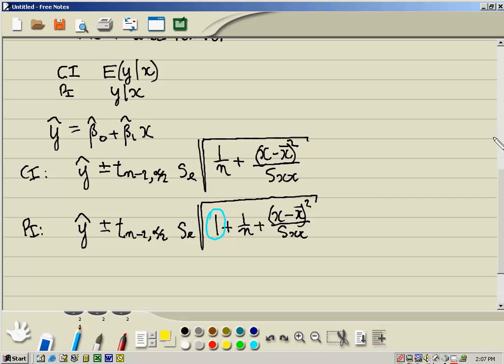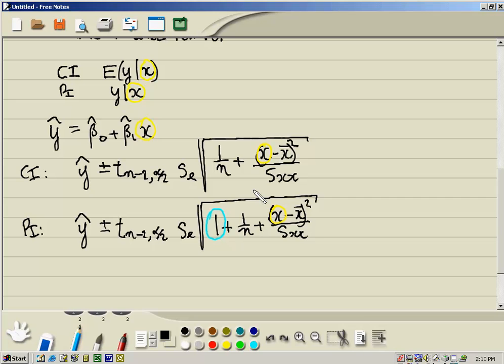Alright, also note that the x that is given in the problem, either for a confidence interval or prediction interval, is the same x that goes into the estimation of the point estimate, and here under the square root sign is the same value of x. Okay.